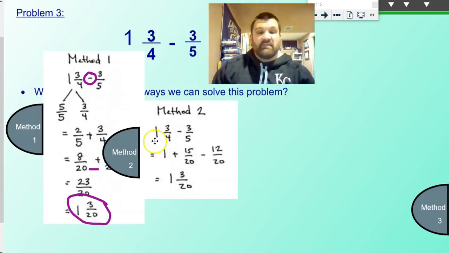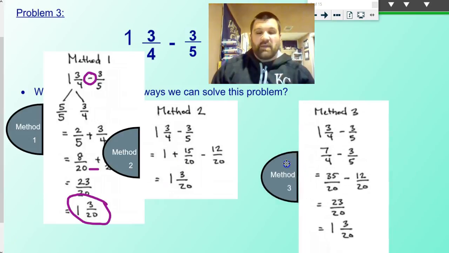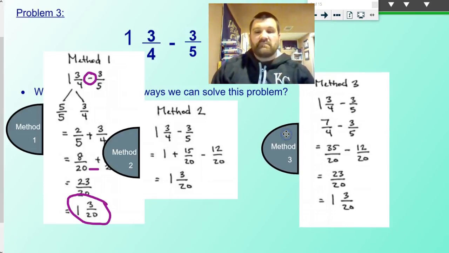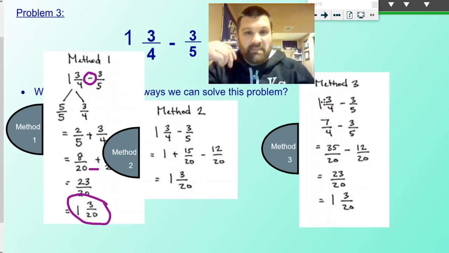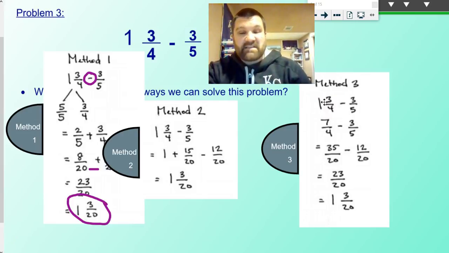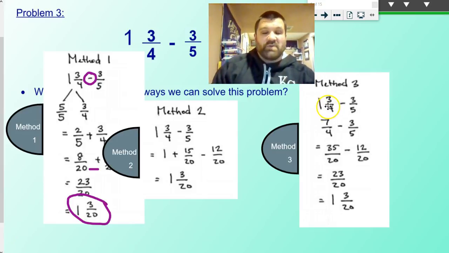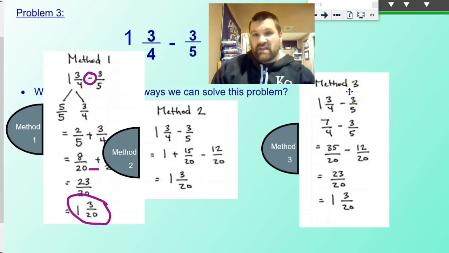We've worked with that, and then we make our denominators the same, and then we add our 1 back in, and we get 1 3/20. And finally, the third way we could do it is just by composing. We're going to make the mixed number into an improper fraction. So we're going to take that 1, which is really 4/4, and add it to the 3. So now you're going to end up with 7/4 like we have here.